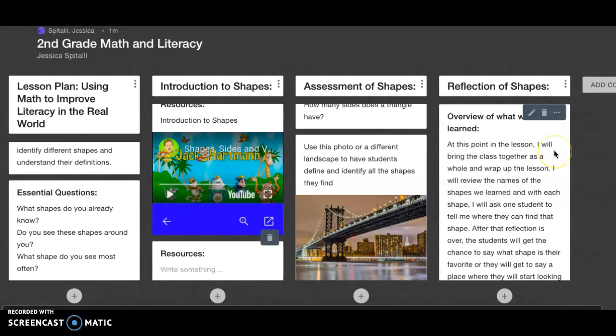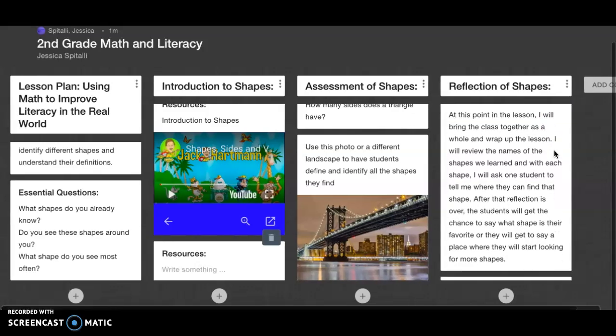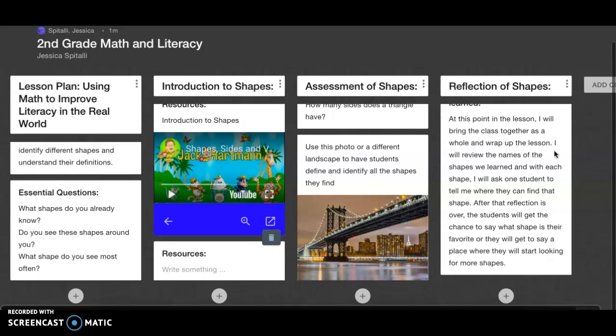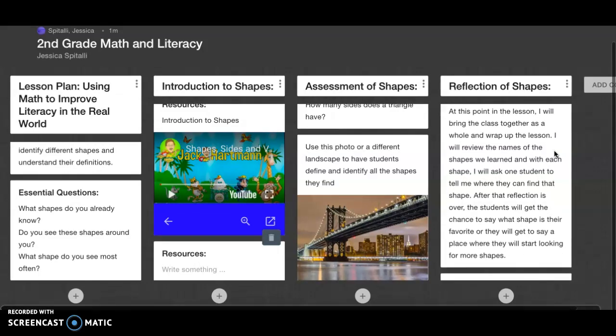And then after that reflection is over, the students will get the chance to say what shape is their favorite, or they will get to say a place where they will start looking for more shapes. So this is kind of just a point in the lesson where kids can really input their own thoughts and say what shape they like the most, if they have a favorite shape, or they can say where they want to start looking for shapes. So this is just kind of a time for the students to have fun with the information that they have learned.